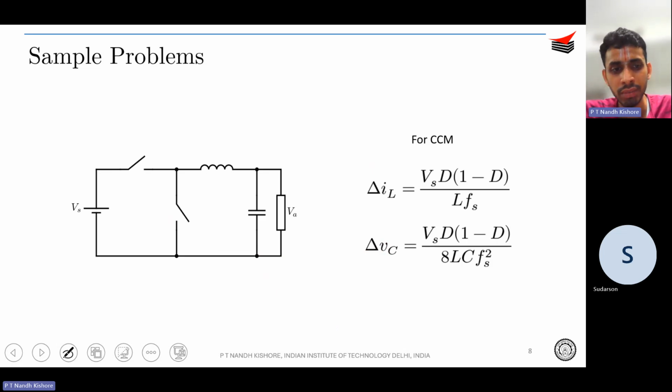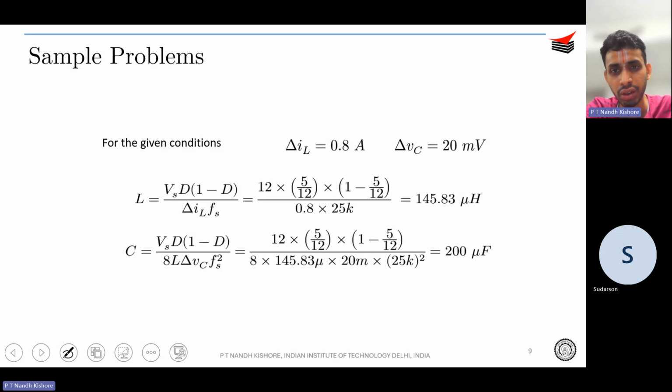So in CCM, you know that this is the relationship between delta IL and L, and for delta VC and C, right? So you may be using this formula for calculation of your inductance during normal conduction, during CCM. And because they have given all the values, you might just substitute that and you get what is L and C, right? So this was your previous question. Calculate the value of L for the given parameters, right? You ended up with 145.83, correct?